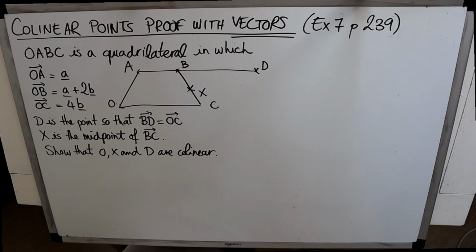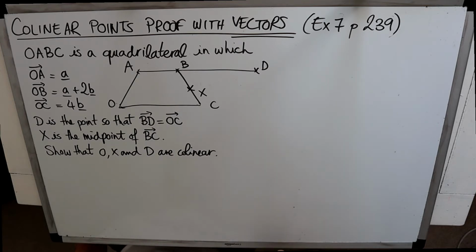Alright, here we're going to do a proof question with vectors to do with collinear points. This is a take on example 7, page 239 in book 2. It's slightly different in that I didn't give as many clues in this one, whereas in the book they scaffold it step by step, and they don't talk about collinear to begin with.